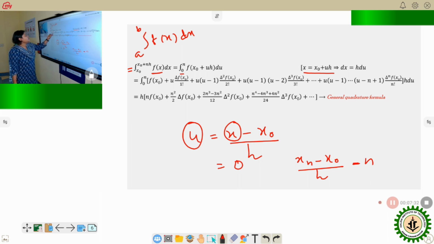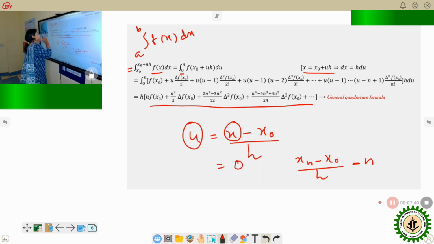Now what to do? Simply we have to integrate with respect to u, and this is the integration after putting the limits. Here h is constant, f(x naught), delta f(x naught) by factorial 1, delta square f(x naught) by factorial 2, all these are constant terms. We simply integrate with respect to u, where u is the variable. After integrating we will get this formula, and this is nothing but the general quadrature formula. Now in this general quadrature formula, if we put n equal to 1, we will get the trapezoidal rule. If we put n equal to 2, we will get Simpson's one-third rule.